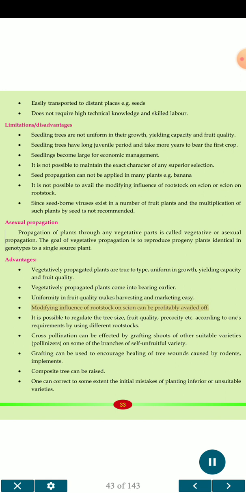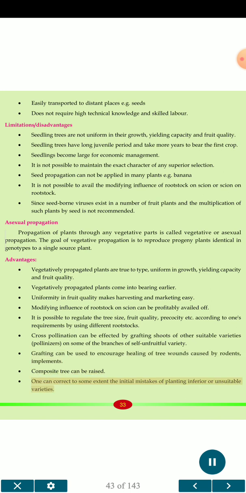The modifying influence of rootstock on scion can be profitably availed of. It is possible to regulate the tree size, fruit quality, precocity etc. according to one's requirements by using different rootstocks. Cross-pollination can be effected by grafting shoots of other suitable varieties, pollinizers, on some of the branches of a self-unfruitful variety. Grafting can be used to encourage healing of tree wounds caused by rodents and implements.